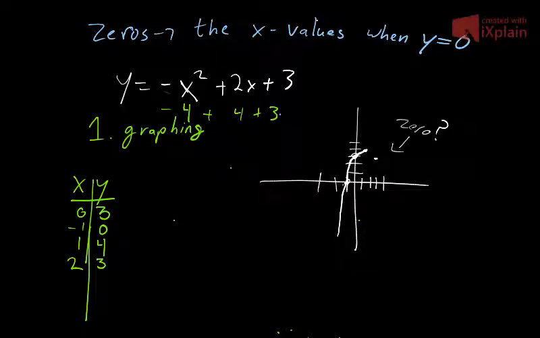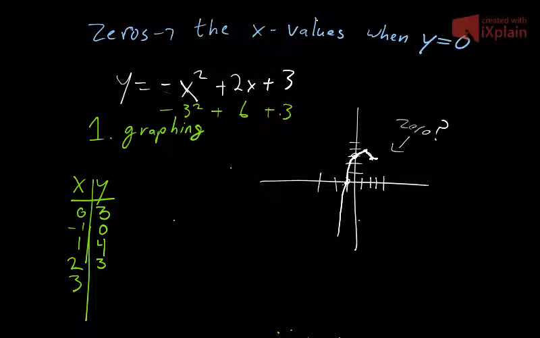And I can continue this right along at 2. And now I'm going to try 3, because it looks like we're going down again. And I think this might get us to where we're supposed to be. So I'm going to plug in my 3. I get negative 3 squared plus 2 times 3 is 6 plus 3.